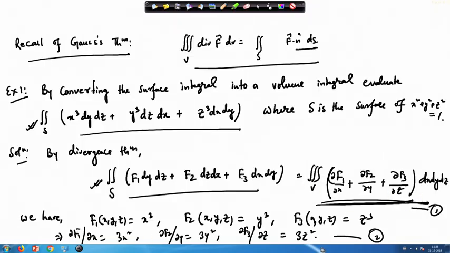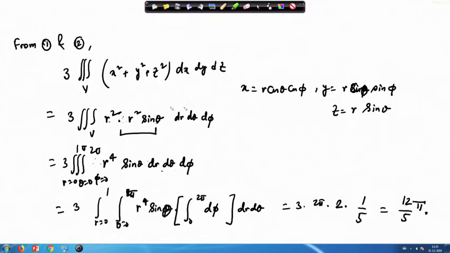So, we calculated the partial derivatives, we substituted these partial derivatives here, and then we are just substituting, taking the help of the spherical polar coordinate system. So, we substitute x equals r cos theta cos phi, y equals r cos theta sin phi, and z equals r sin theta. So, the volume element will be dr d theta d phi multiplied by r sin theta, and then we have here r square basically.